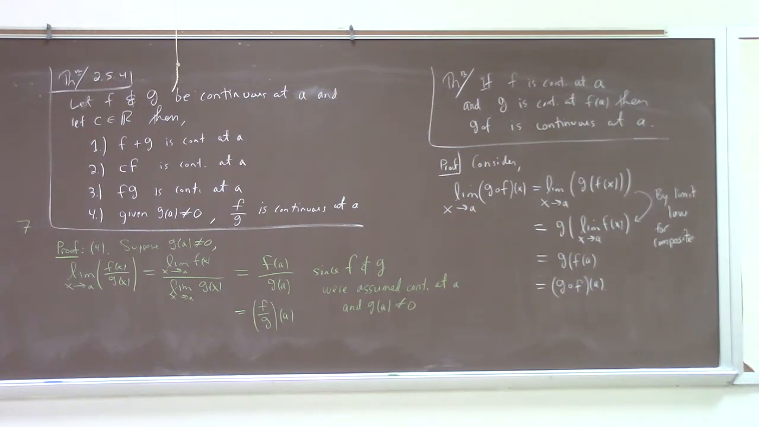So what does this argument show? This argument shows that f is continuous on R, since a was what? Arbitrary, right?